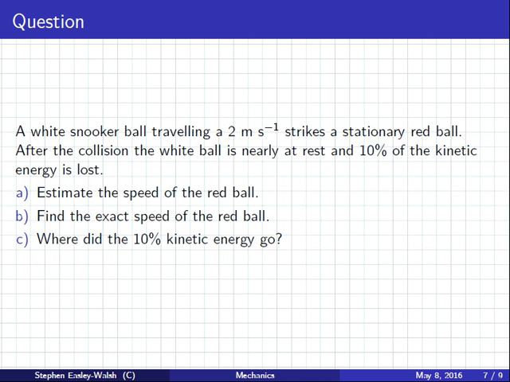I'm going to do it in a second, so let's see what we have here. We can use this formula. It's nearly zero and then two. Obviously it will get the momentum of this one. But I think A is an estimated speed, and we said it's nearly zero, correct? And then find the exact speed.